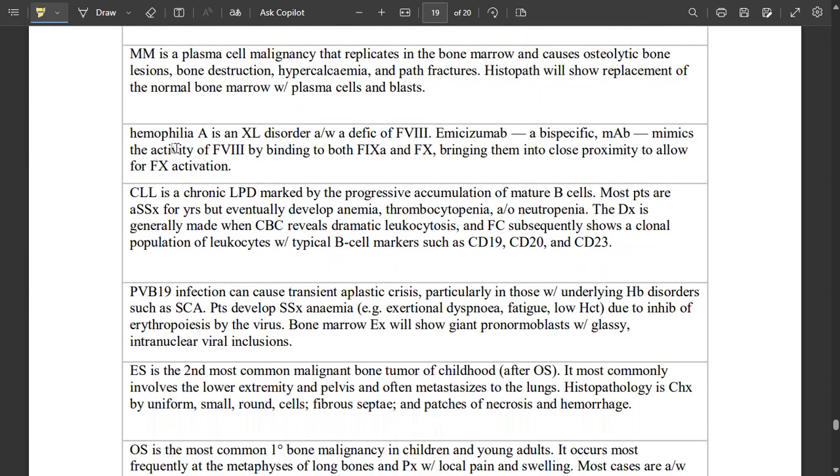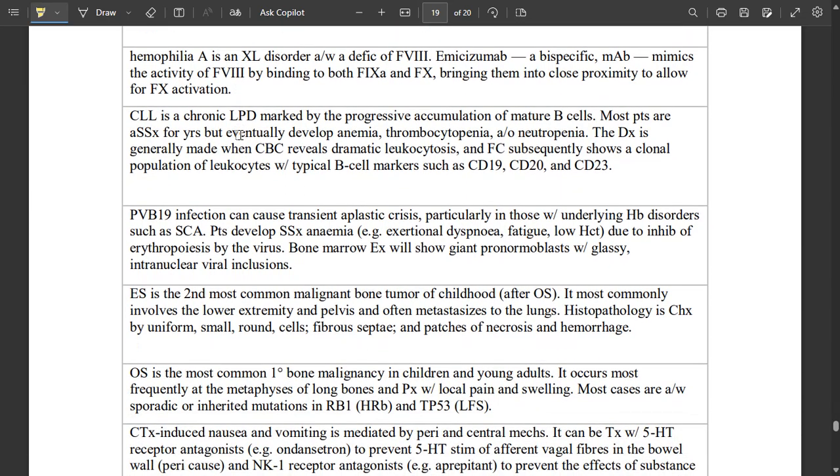Now let's talk about hemophilia. It is an X-linked disorder associated with deficiency of factor 8. Emicizumab, a bispecific monoclonal antibody, mimics the activity of factor 8 by binding to both factor 9A and factor 10. So factor 9A in one hand and factor 10 in the other hand are brought into closer proximity to allow for factor 10 activation. So emicizumab is a drug that helps in binding factor 9A and factor 10, and factor 8 replacement can be done by emicizumab.